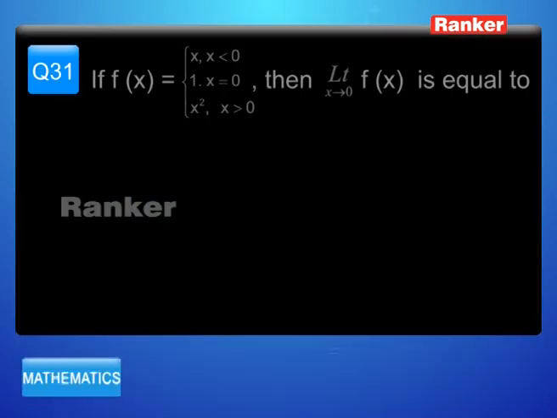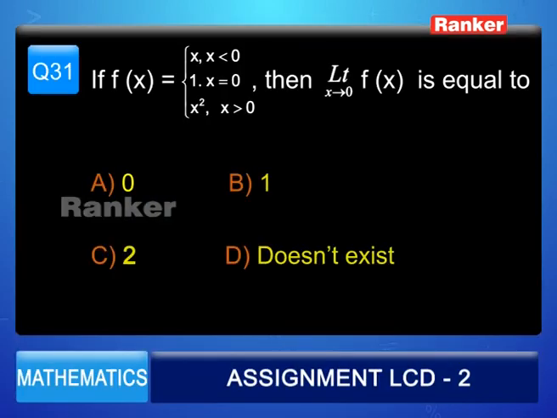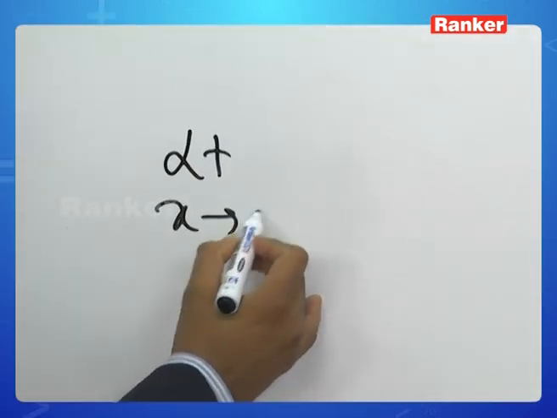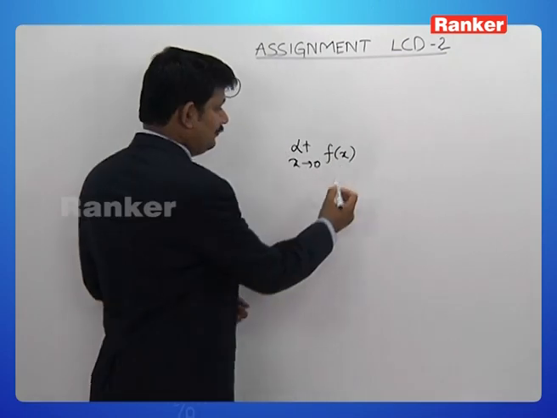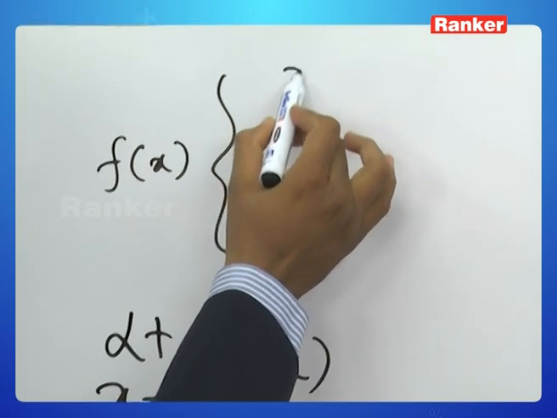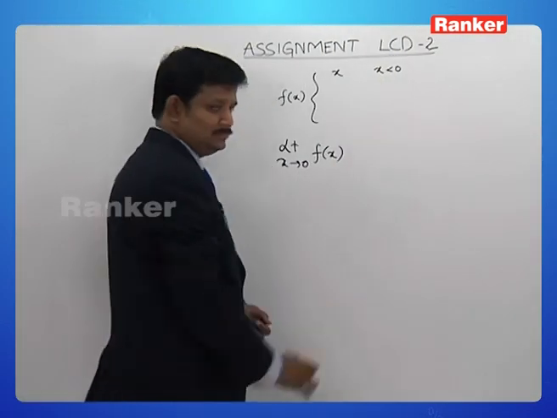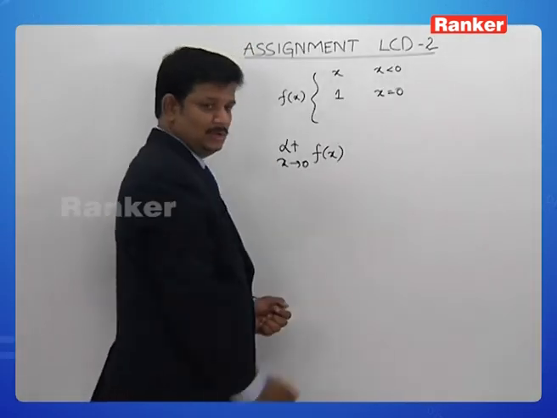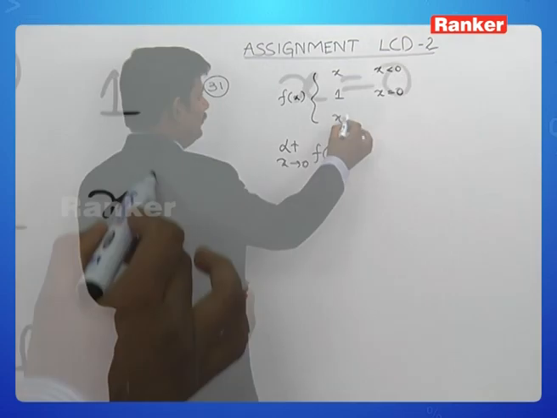Next question, if f of x is equal to x if x is less than 0, 1 when x is equal to 0, and x square when x is greater than 0, then evaluate limit x tending to 0 of f of x. So, we need to evaluate limit x tending to 0 of f of x, where f of x is given as x if x is less than 0, 1 if x is equal to 0 and x square if x is greater than 0.